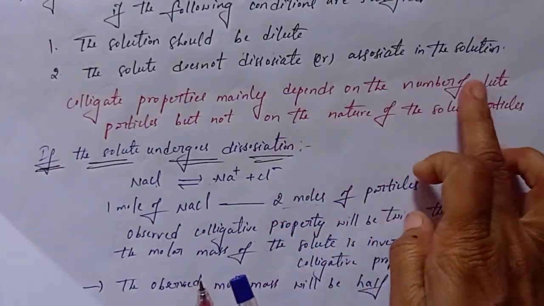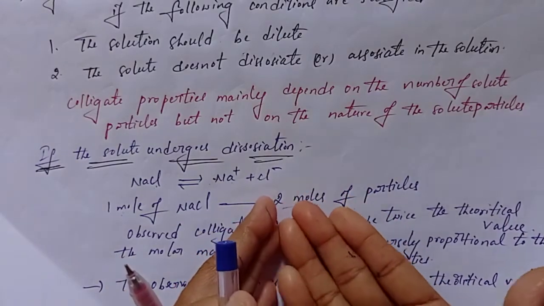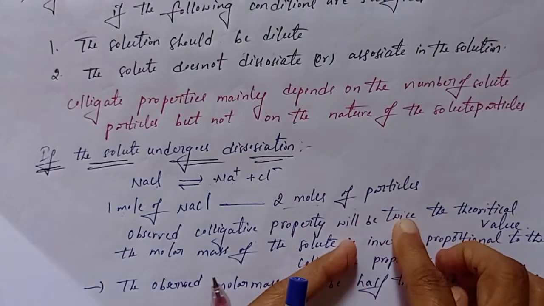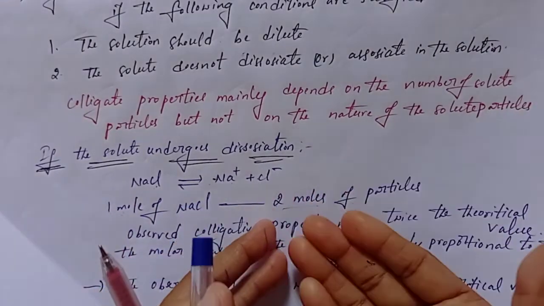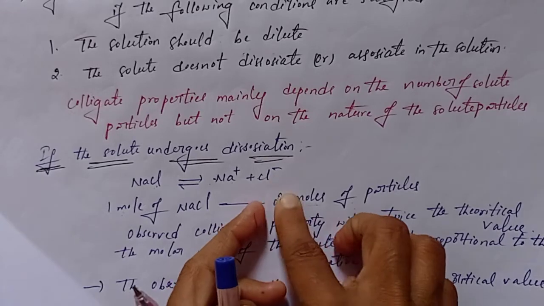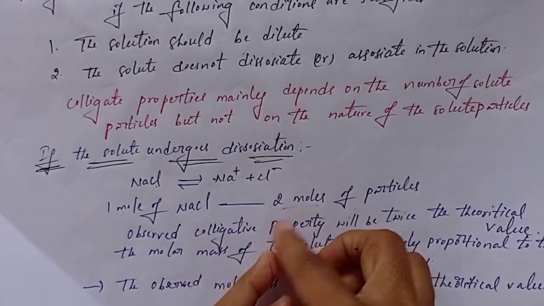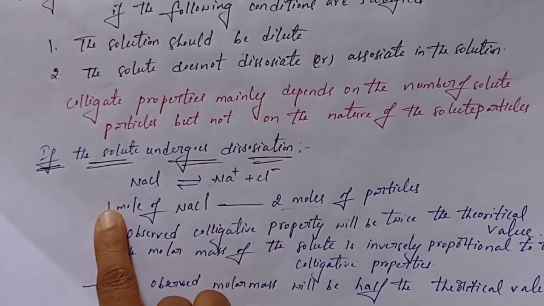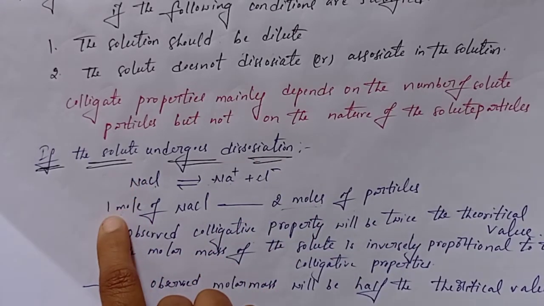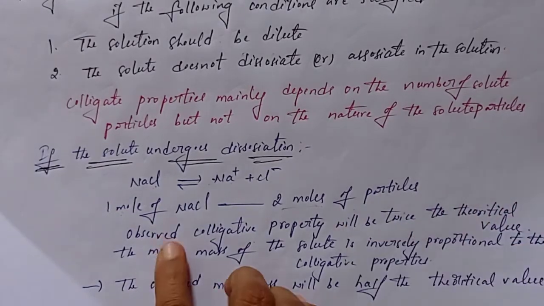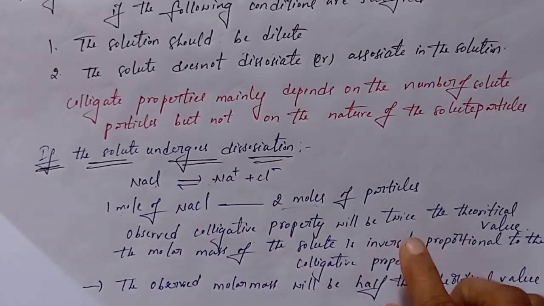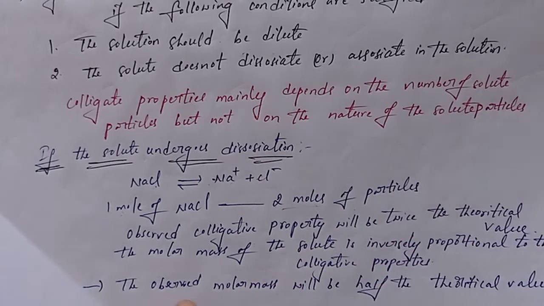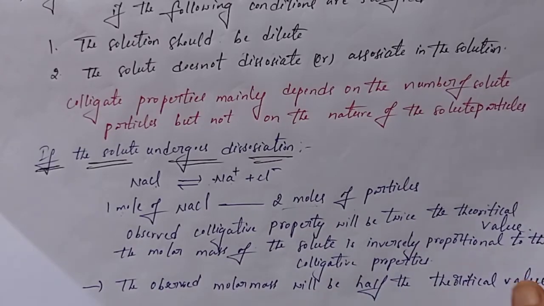We know that colligative property depends on the number of solute particles. The number of solute particles increases, so colligative property increases. So the observed colligative property will be twice. Here 1 mole, here 2 moles, that means it doubled. Because the number of moles of the solute increases, the observed colligative property will be twice the theoretical value. Are you following? And next, the molar mass of the solute is inversely proportional to the colligative property, students. This is the point you have to remember. The observed molar mass will be half the theoretical value. Okay.